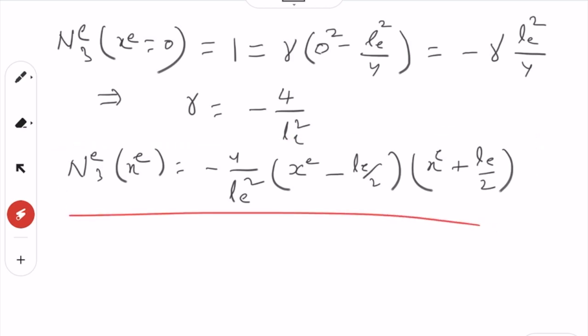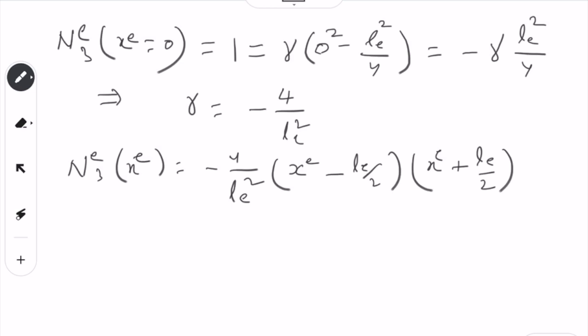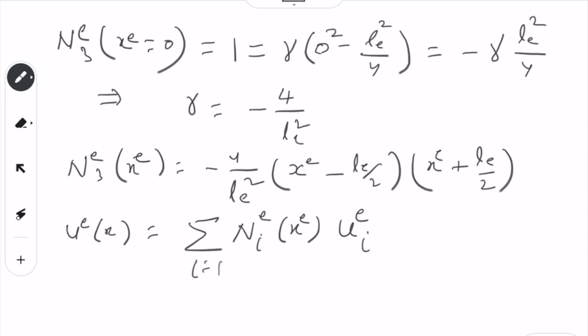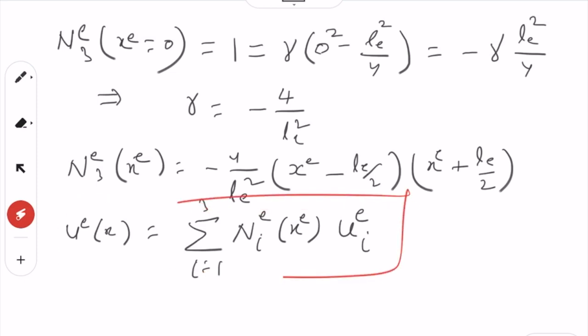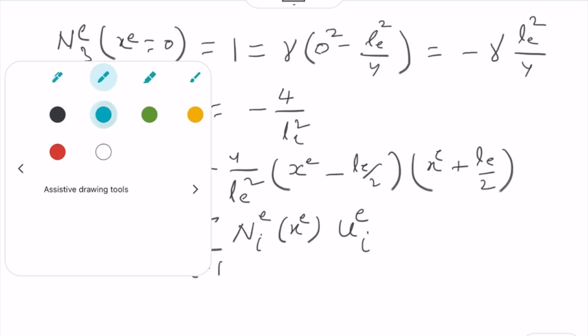So thus you got the shape function or the interpolation function, and inside that element now x will be given by a summation of N_i(xe) times u_i, i equal to 1 to 3. So this is how the interpolation function will work. So that means if you plot this, it will look something like this.